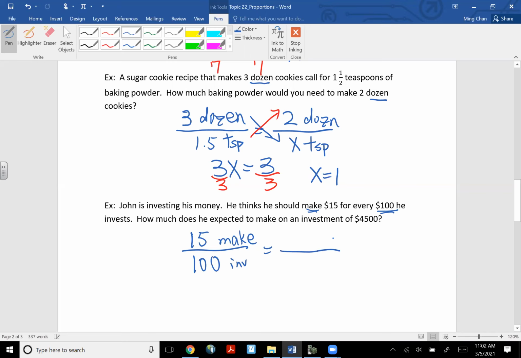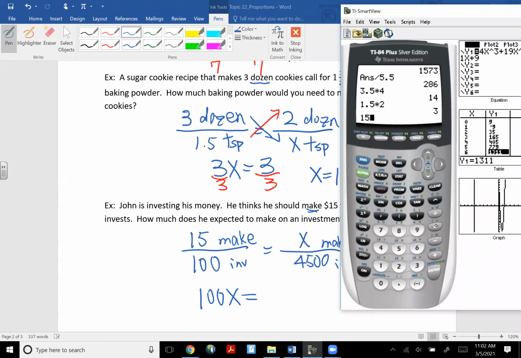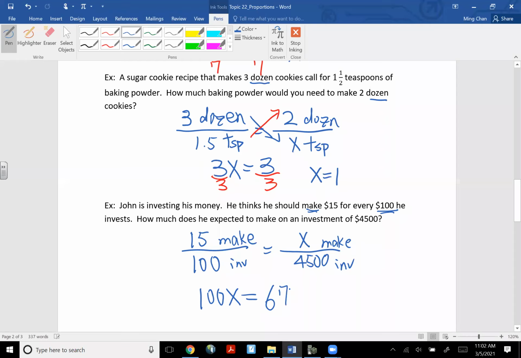Set it equal to. So how much does he expect to make? So that'll be making X dollars when he invests $4,500. Invest. Okay. 100 times X, 100X. Set it equal to 15 times 4,500. 67,500. So when you divide both sides by the coefficient, which is 100, right? Your answer should simply be $675, right? The zeros cancels out.